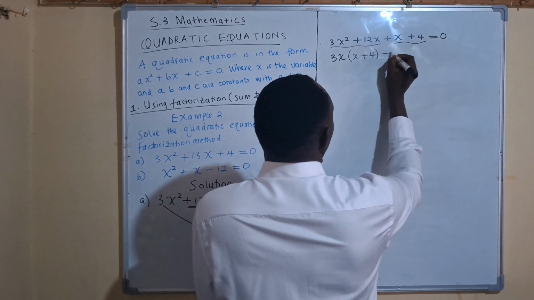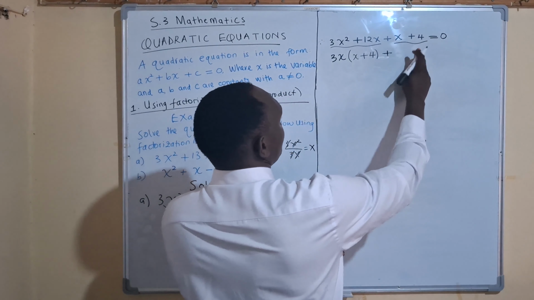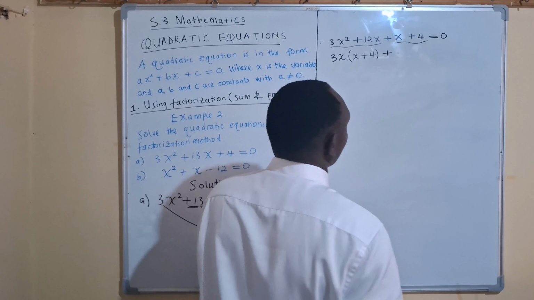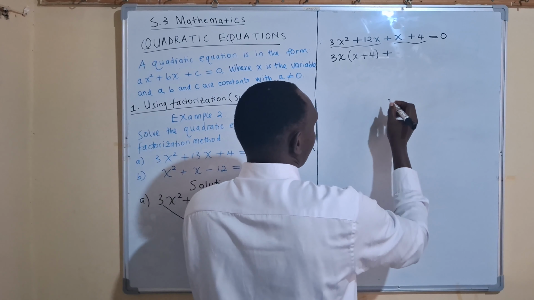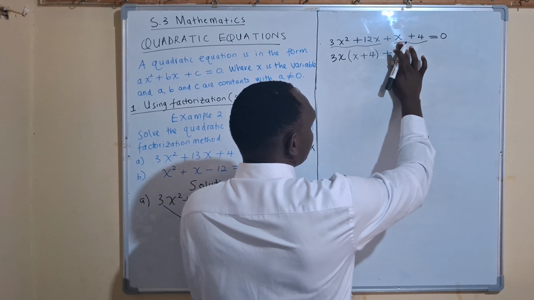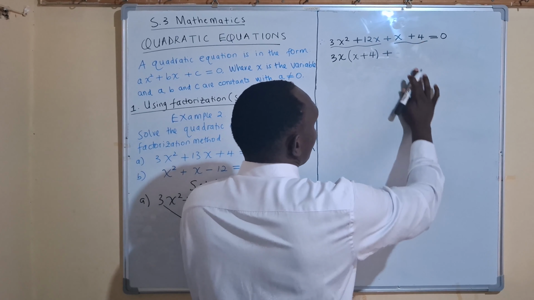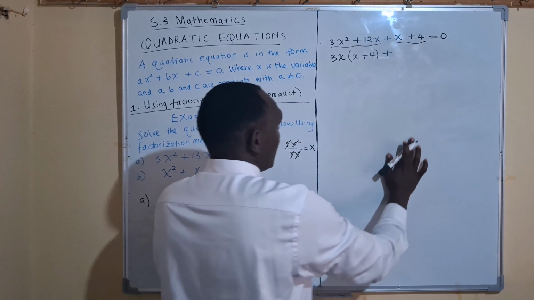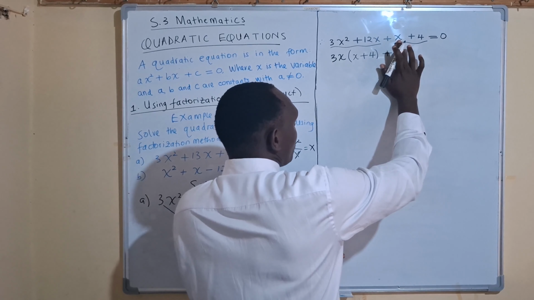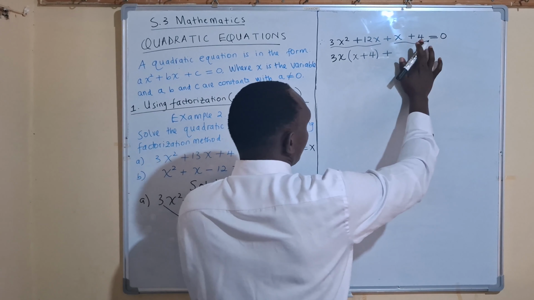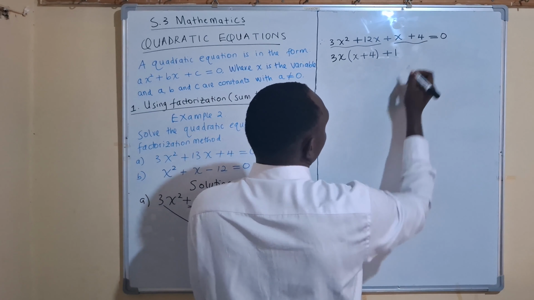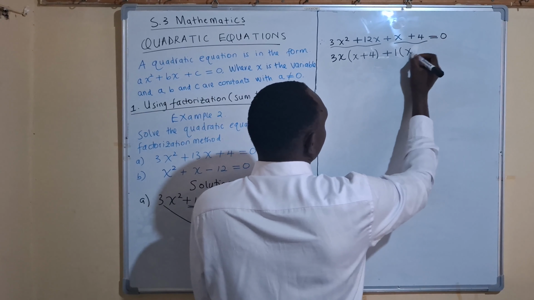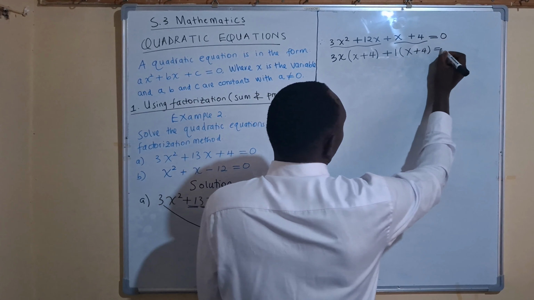Then plus x plus 4. What is the common term there? There is no common term between x and 4, but 1 is always a factor of every number. So x can be divided by 1 and 4 can be divided by 1. So we just factor out 1. Then we shall have x plus 4 equals 0.